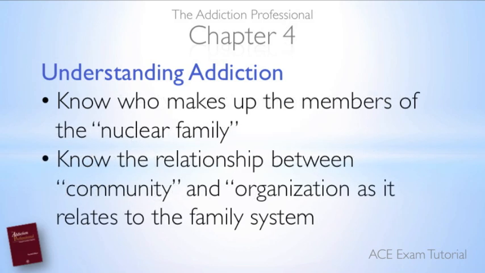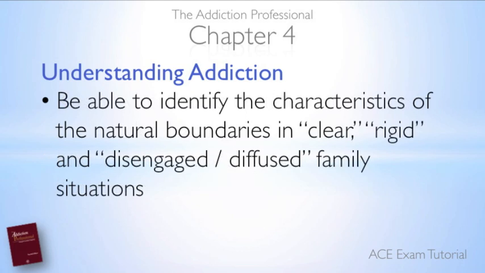In Chapter 4, know who makes up the members of the nuclear family and the family of origin. Know the difference between those. Know the relationship between community and organization as it relates to the family system. Know about the family system and its subsystems, and know about the family community boundaries, such as rigid, disengaged, diffused family members. Know what those characteristics are, be able to distinguish between them.